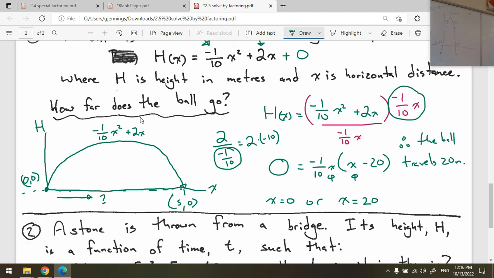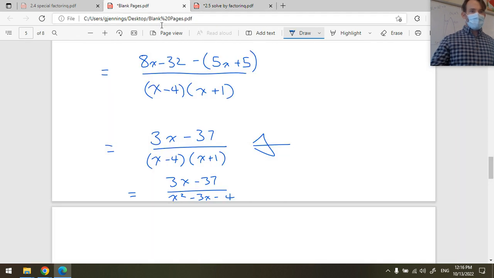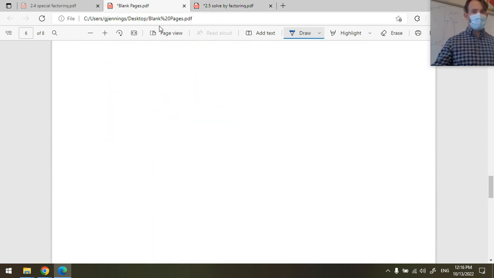Huh? It's a little janky, isn't it? As I go through that, I feel like I'm losing some people. So I want to show another way to solve this one. Let's say I have it here: negative 1 over 10 x squared plus 2x. And I don't want to factor this out because I'm a little scared of it.